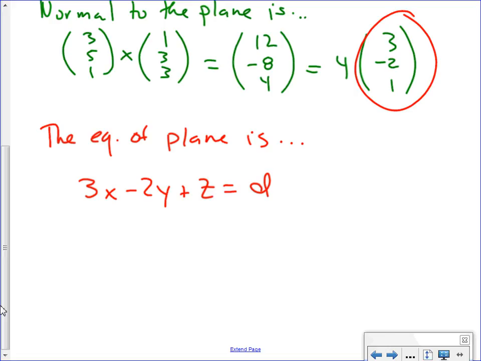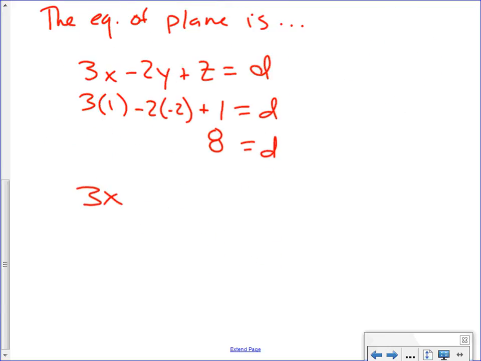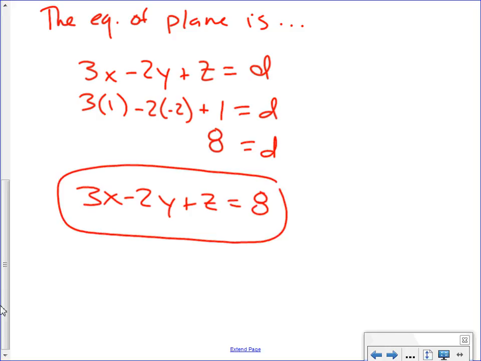Plug in the point. What point's on the plane? 1, -2, 1, right? So if you plug in 1, -2, 1: 3 plus 4 plus 1 is 8? Yep. So the final equation is 3x minus 2y plus z equals 8. And they all live happily ever after.